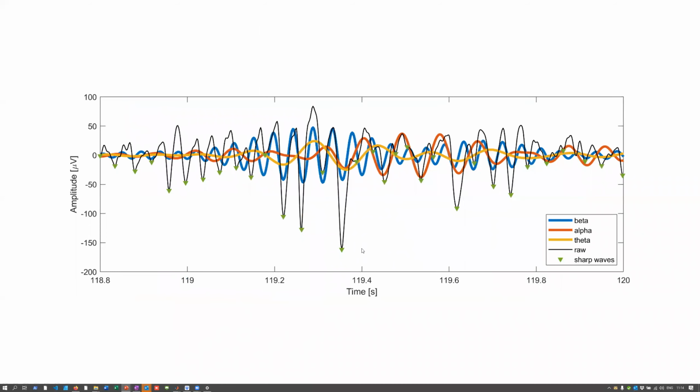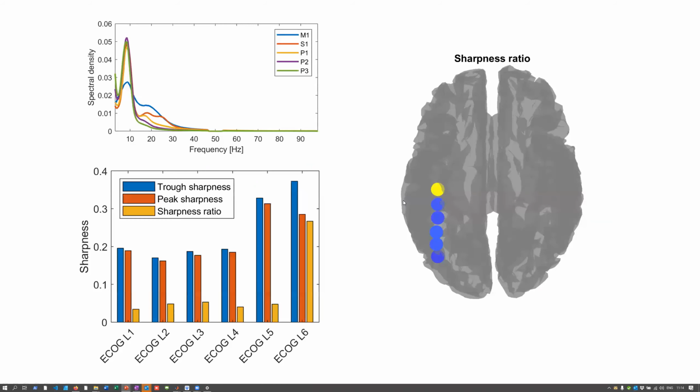Interestingly, we could also look at the sharpness and the sharpness ratio. The sharpness ratio is how sharp this trough of the signal is compared to this peak of the signal. And from the first picture of it, you can clearly see that the negative side of the voltage is much sharper than the positive side. And the sharpness ratio gives us a measure that demonstrates asymmetry in sharpness between the positive and the negative deflection.